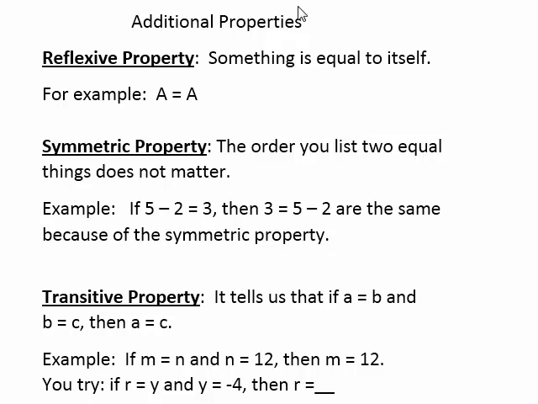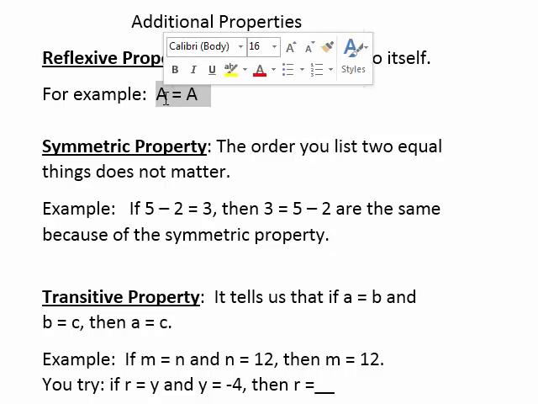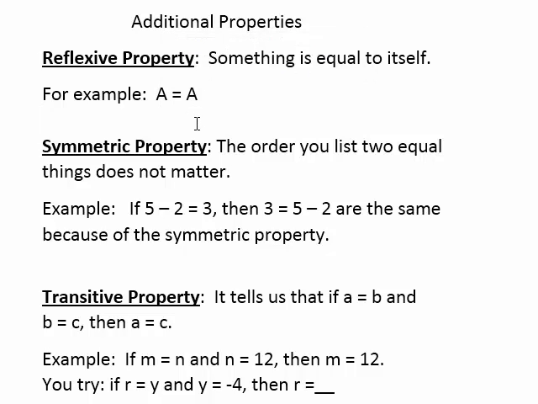In this video, we're going to take a look at some additional properties. The first of which is the reflexive property. Now, the reflexive property tells us that something is just equal to itself. So, for example, A equals A. If you told me A is equal to A, yeah, that seems kind of obvious, but A equals A is just using the reflexive property.